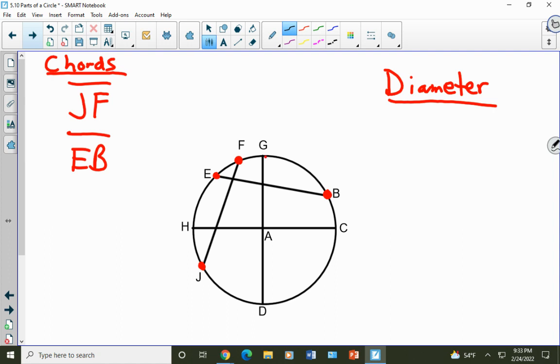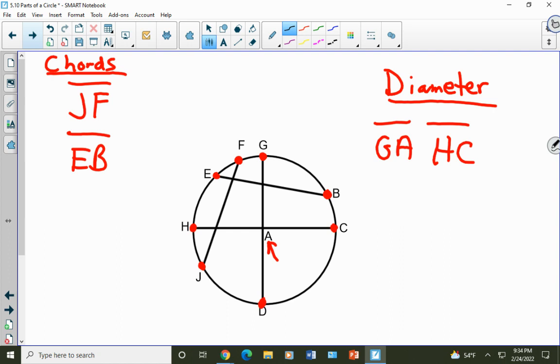So that would be line segment GD, because it goes through the center point A. Do we have any other chords that are diameters? Yes. HC. Okay, so those are both of our diameters.